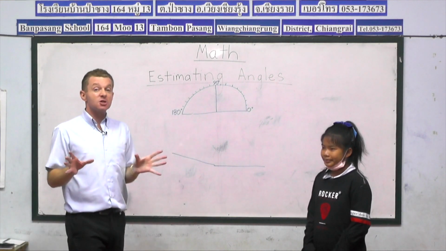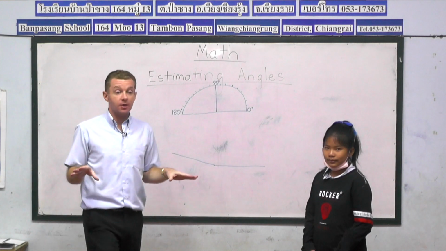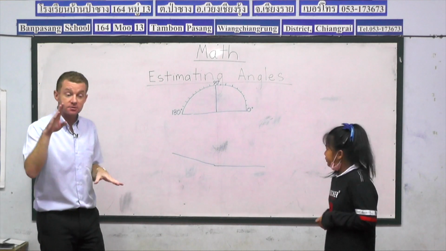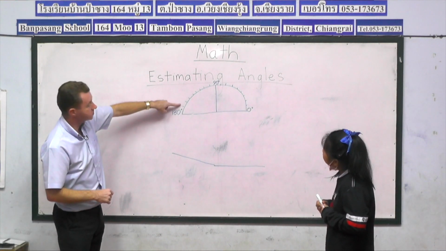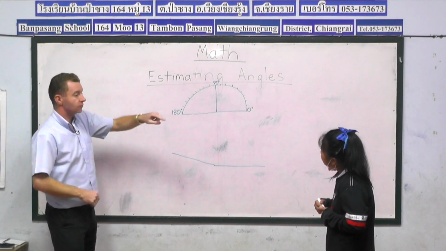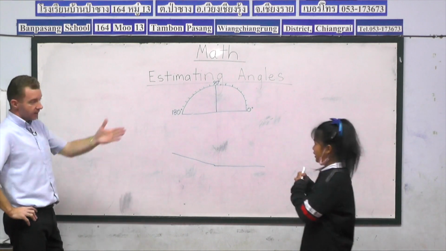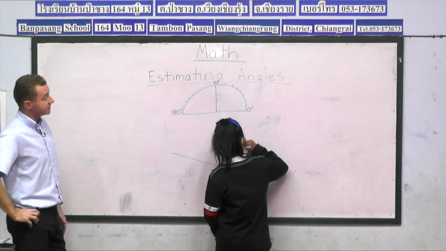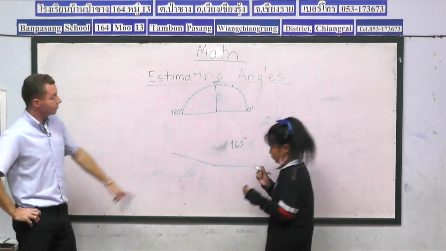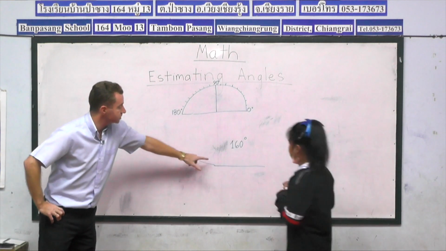An estimation doesn't have to be 100% correct. It just has to be close. So Lakgao, what do you think, 160 or 170? It's up to you. Okay, so Lakgao is estimating 160 degrees. And don't forget to draw your vertex too, and the size of the angle.